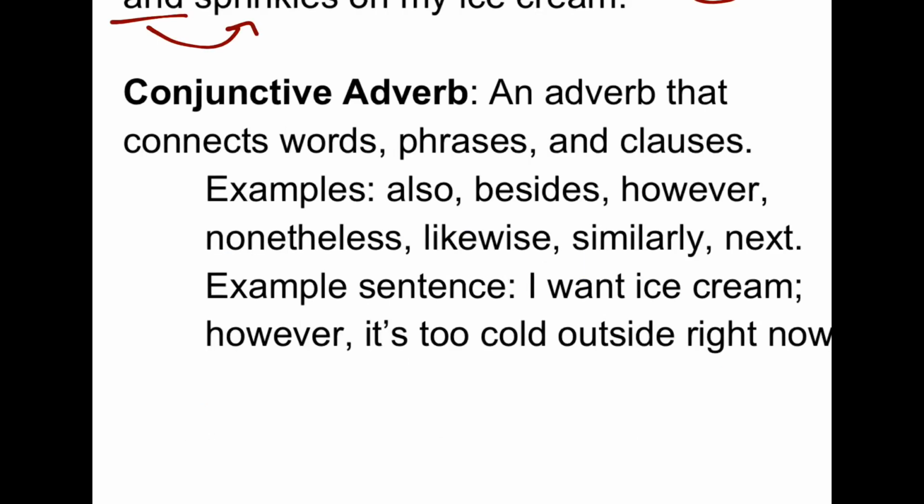The fourth type of conjunction is not a conjunction at all. In fact, it's an adverb that connects words, phrases, and clauses, though. These are kind of like wannabe conjunctions because they don't have the same power. When you use words like also, besides, however, nonetheless, likewise, similarly, or next, you can't just stick a comma in front of it in the same way you would the conjunctions. Instead, we put something like a semicolon, however, comma. Or perhaps we break up the two sentences with a period, and then we start or end one of them with a conjunctive adverb.